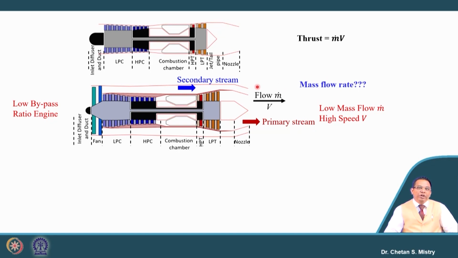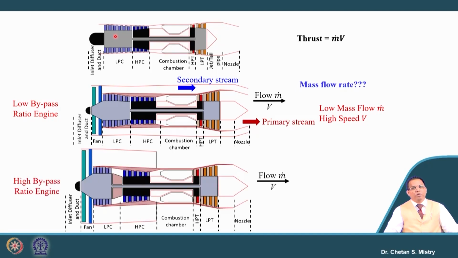Basically, this is the mass flow rate we are discussing. Suppose I use this logic for a turbojet engine, then I need to increase my frontal area, which means my engine size will be larger. That is not permitted. So, let us move towards the other thought process.